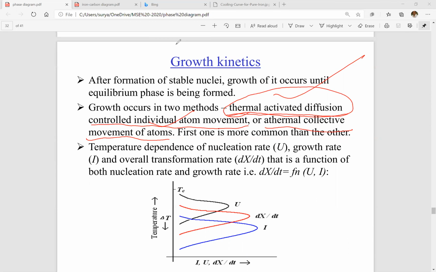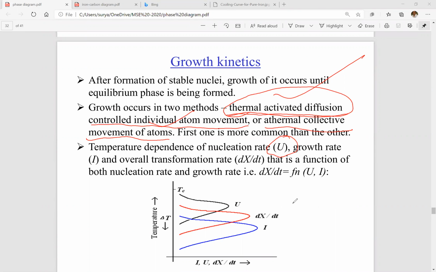So when you see this, the temperature dependence of the nucleation rate has kinetics associated with it. That is called U. Kinetics means the movement of the processes, the growth movement. When you're talking about the growth movements, there is a temperature-dependent nucleation rate, and that is called U.